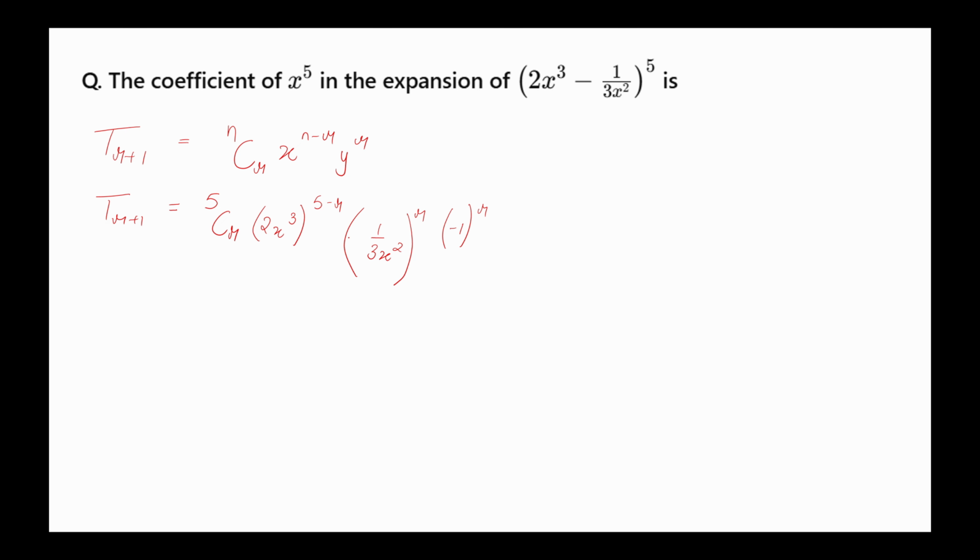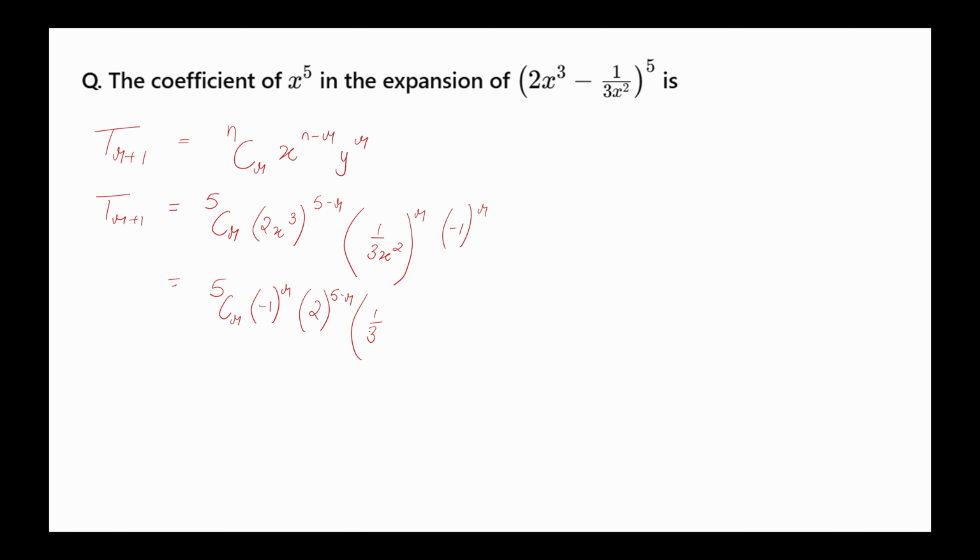So from here, let me take all the powers of x together and the constant terms together so that I can find what would be my coefficient of x to the power 5. So what are the constant terms that we are getting? My constant terms are 5Cr, minus 1 to the power r, and what else is my constant term? My constant term is 2 to the power 5 minus r.